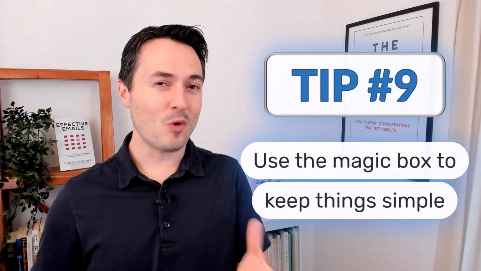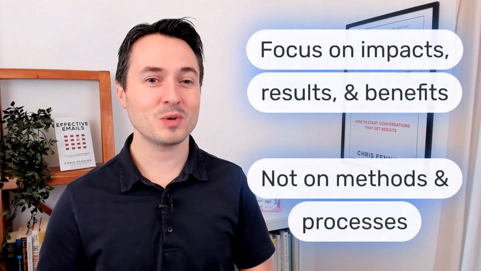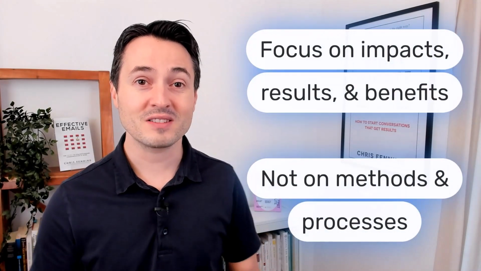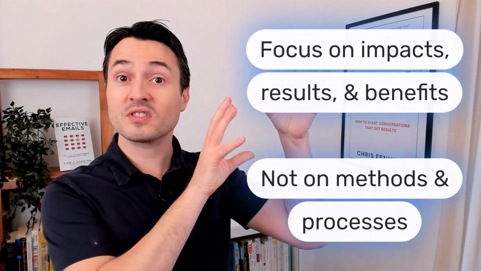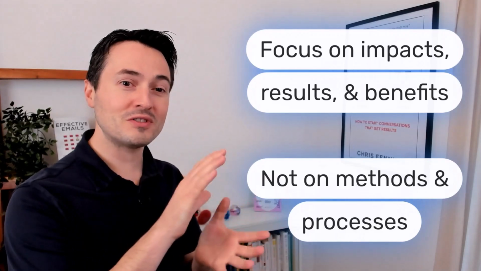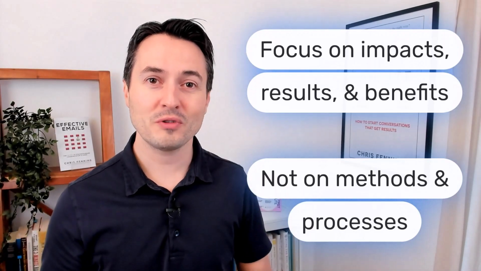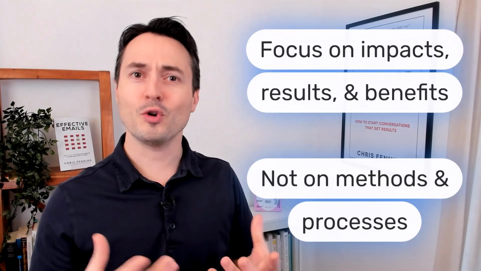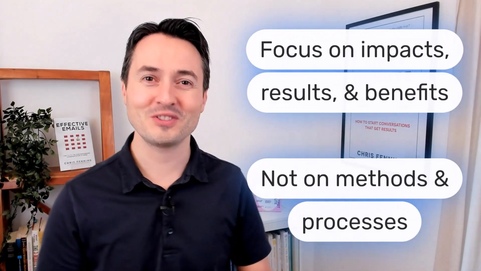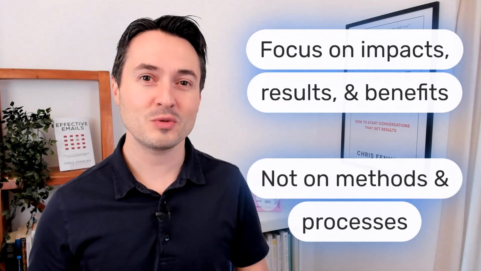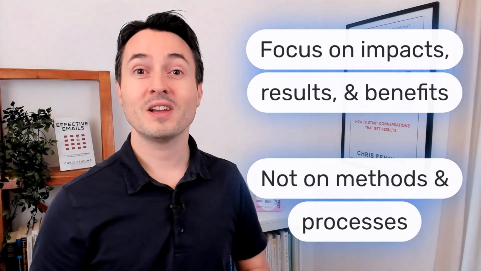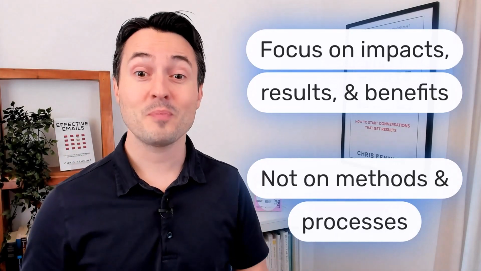Now, why? And a little bit more about what this is. Well, when we communicate, we want to focus on the impacts, the results and the benefits. This is what people understand no matter what their expertise. We do not want to focus as much on the methods and processes. The caveat is if you're in a process discussion meeting, then probably focus on the processes. But generally, when you're talking to a non-expert, your focus should be on impacts, results, and benefits from their perspective.